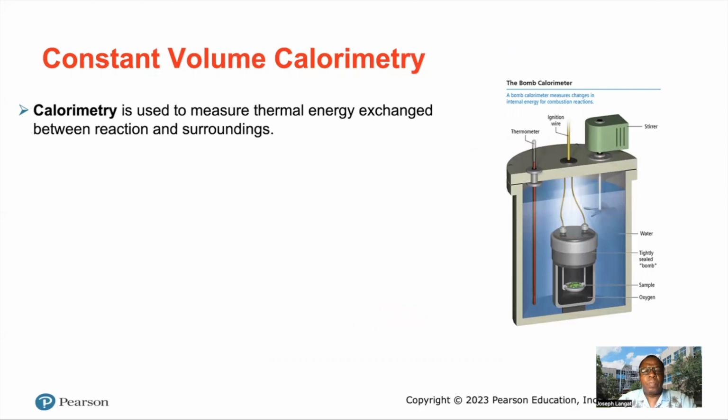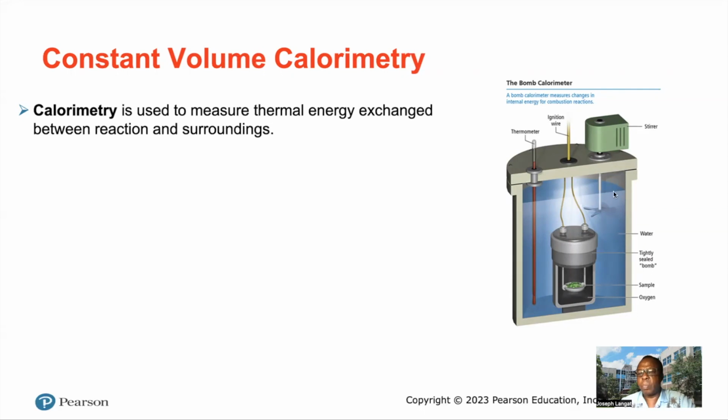So in constant volume calorimetry, we use what we call the bomb calorimeter. This is the cross-section of a bomb calorimeter. It is what we call an isolated system, where a combustible sample is placed in a sample compartment hooked up with an ignition wire. This ignition wire is to ignite the sample. It will burn.